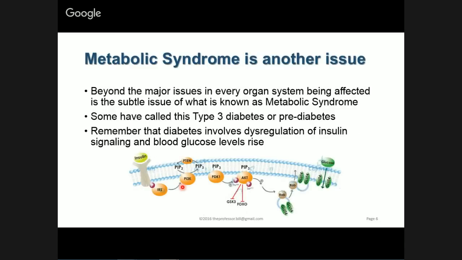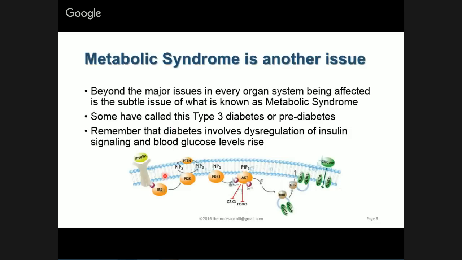One of the biggest things that happens almost immediately, though, is you enter into what is known as metabolic syndrome. And metabolic syndrome is another issue, and I touched on this very briefly. Some people call this type 3 diabetes or pre-diabetes. And it's useful to go back and start thinking about what is diabetes. Why do we say that this is diabetic-like? And why are there issues with having unregulated glucose levels running throughout your blood?